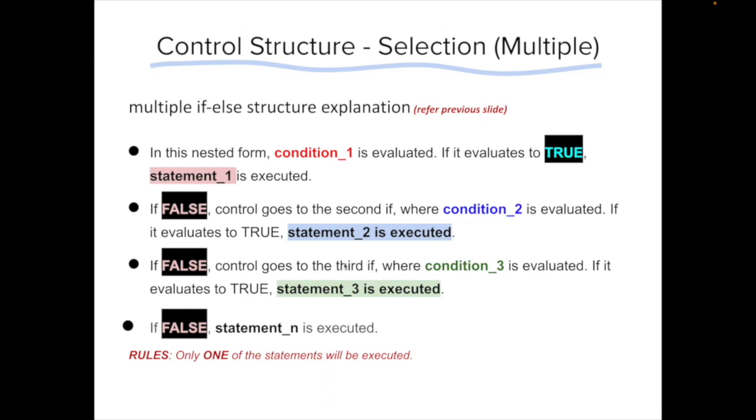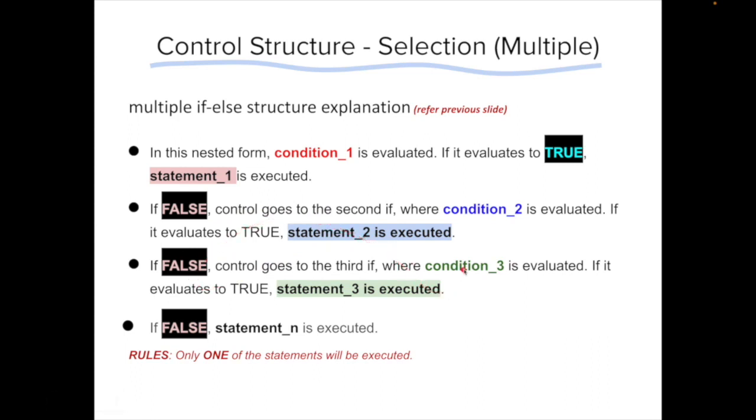So, tadi kita ada gambar, structure tadi. Kalau condition 1 true, maka dia buat statement 1. Tapi kalau false, dia check lagi. Dia check menggunakan apa? Condition yang kedua. Kalau true, barulah statement kedua. Kalau else maksudnya false, dia tengok lagi condition dia apa.